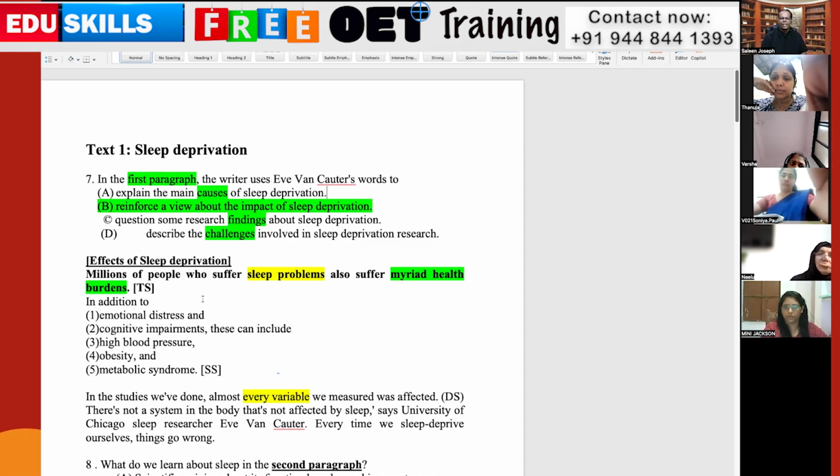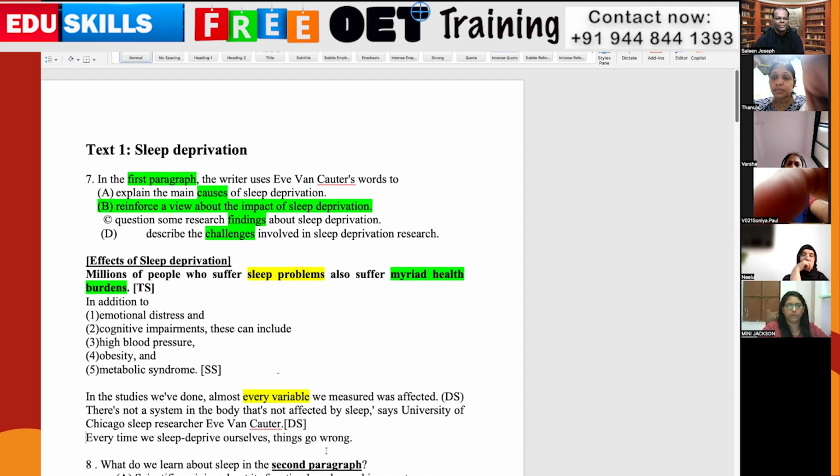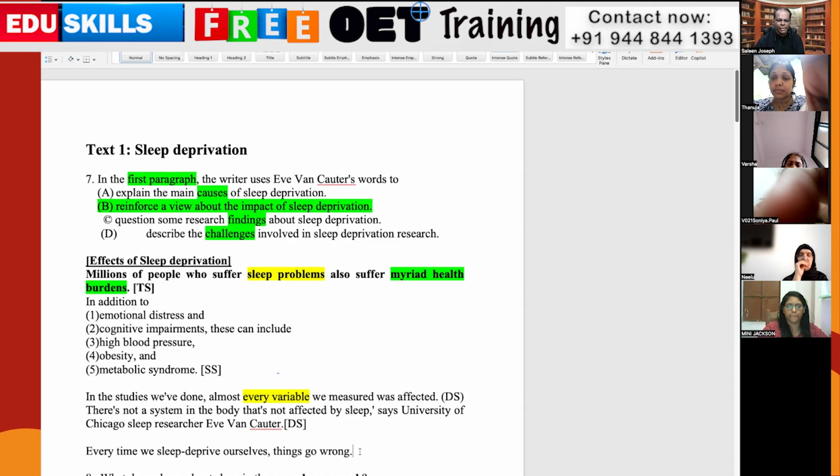And the research study result is that every organ, every variable and every system is affected when you don't sleep. And you see the beautiful conclusion. This is developing sentence 2, explaining the developing sentence. What is the conclusion or link? Every time we sleep deprive ourselves, things go wrong. Yes, that is the conclusion. It says the same thing as the topic sentence. In other words, we call it the conclusion or link.